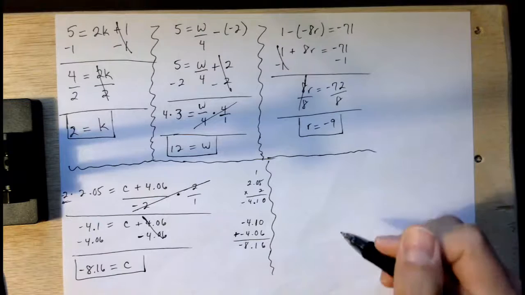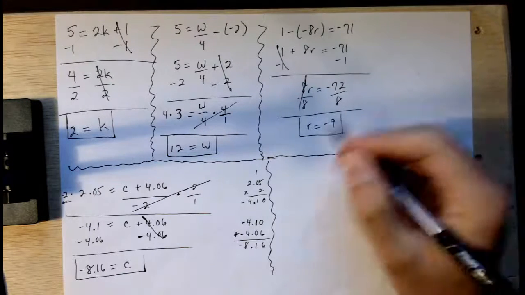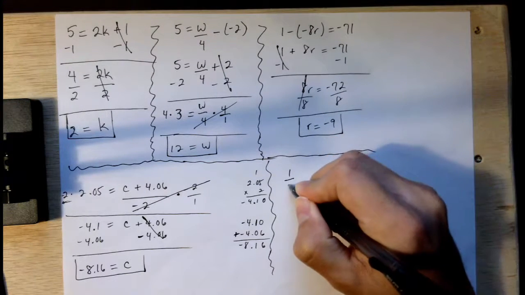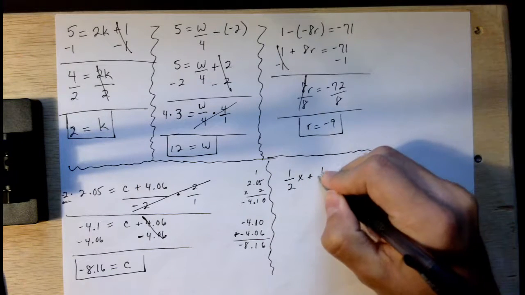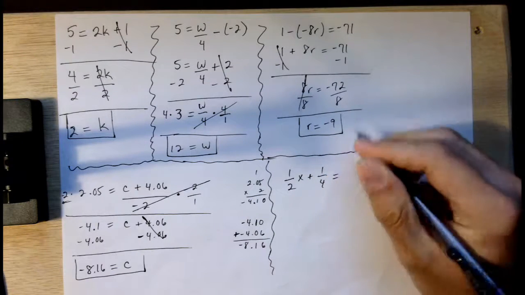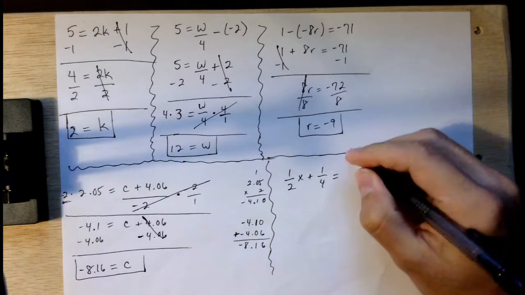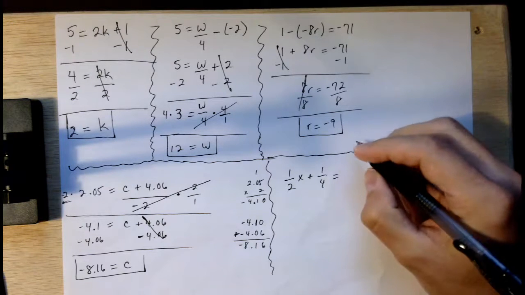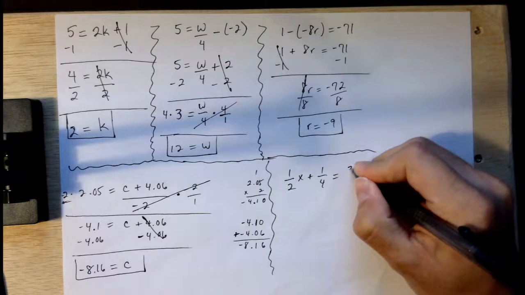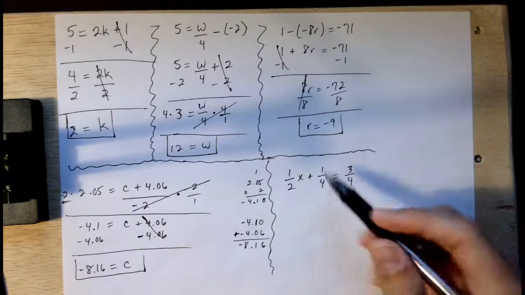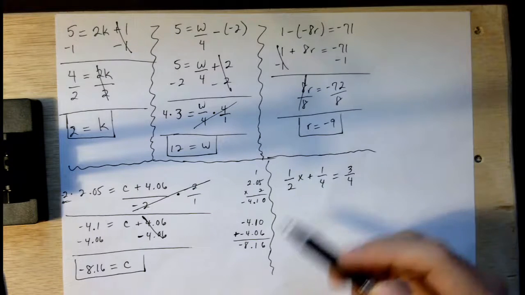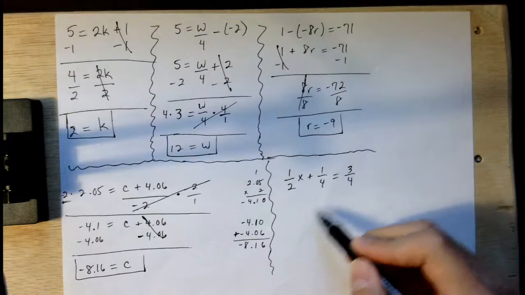Now finally, a rational number can also be a fraction. So you may see a problem that reads 1/2 x plus 1/4 is equal to, we'll say, I don't know, 3/4. Okay. In this scenario, this is still a two-step equation, only with rational numbers. So I'm going to save the variable for the very end. I have 1/2 x plus 1/4 is equal to 3/4.